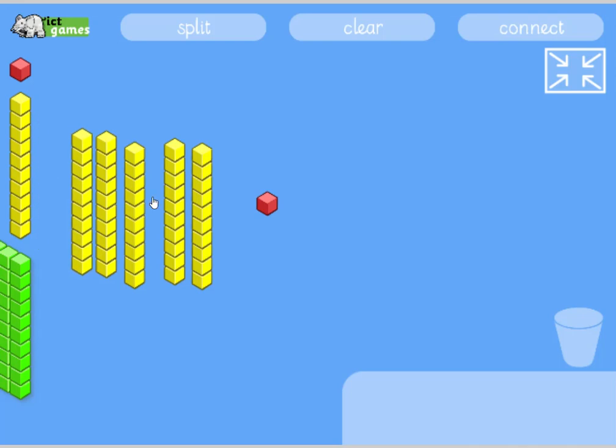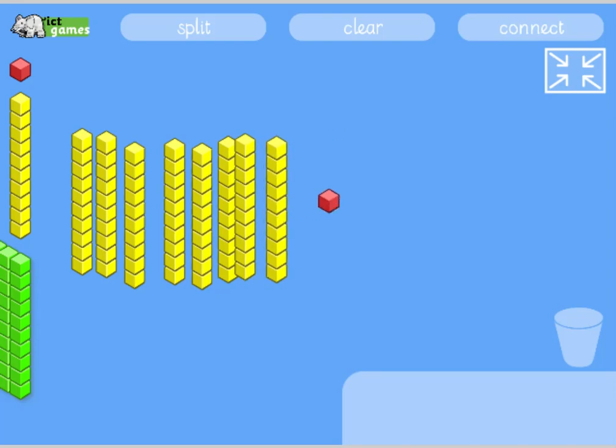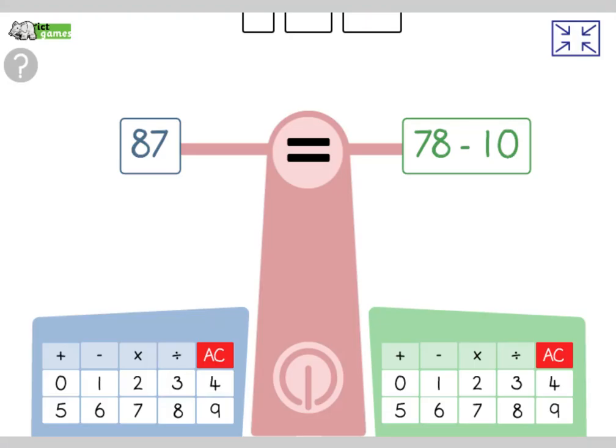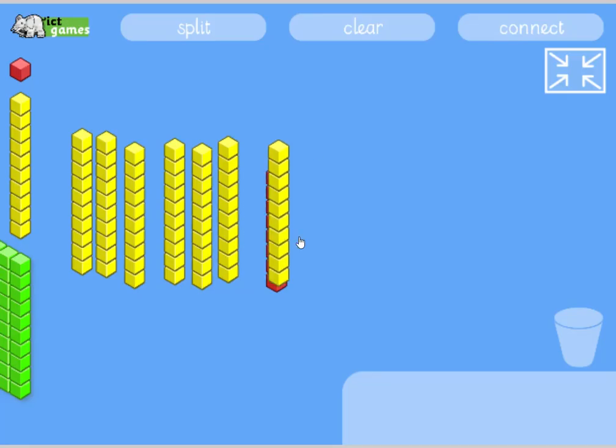Here's 51, 61, 71, 81. Whoop, the other way. What was I trying to make again? I've forgotten. 78. 10, 20, 30, 40, 50, 60, 70, 80. I'm just going to split that one and get rid of some. There we go. Right, 10, 20, 30, 40, 50, 60, 70, 2, 4, 6, 8. There's 78 there. And it says 78 take away 10. So there's 78. If you take away 10, we've now got 68.